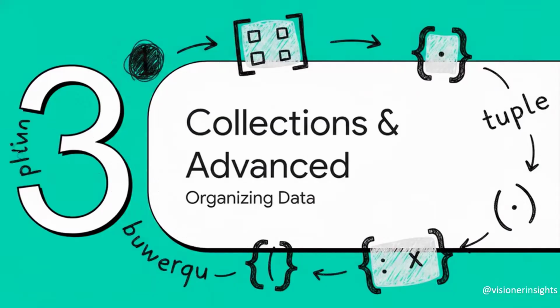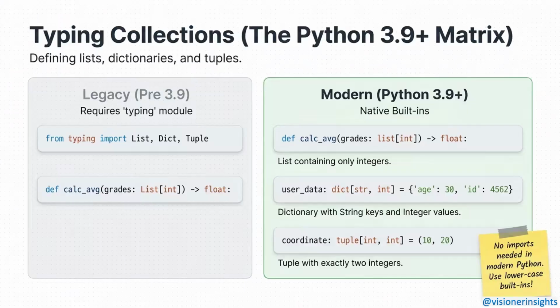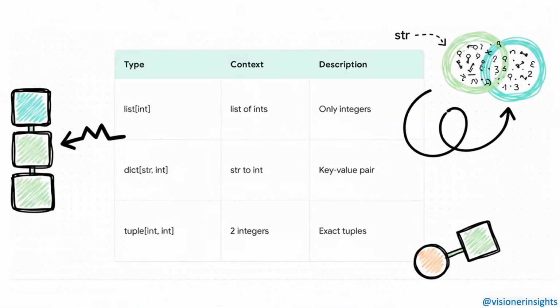Section 3. Collections and advanced organizing data. Now, the evolution of the language is really fascinating here. In legacy Python, you actually had to import these capitalized types from a dedicated typing module just to handle collections. But if we look at modern Python, version 3.9 and up, you get to use native built-ins. That means you can directly annotate your lists, dictionaries, and tuples using standard lowercase keywords, completely skipping those external imports. Much cleaner, right?